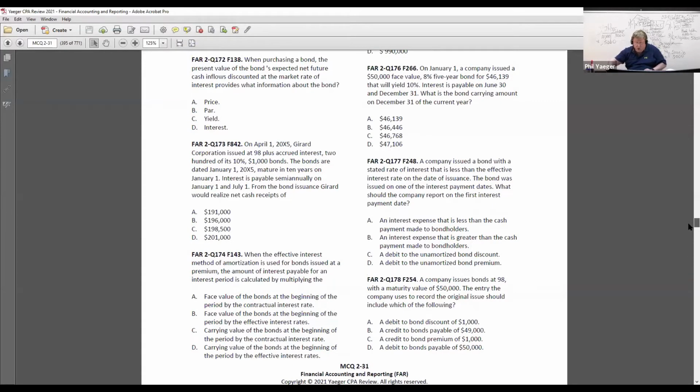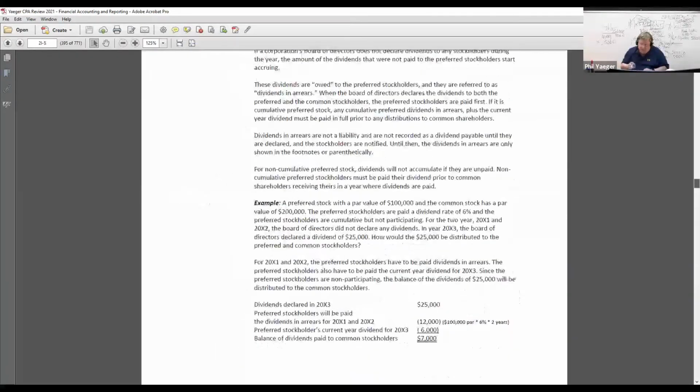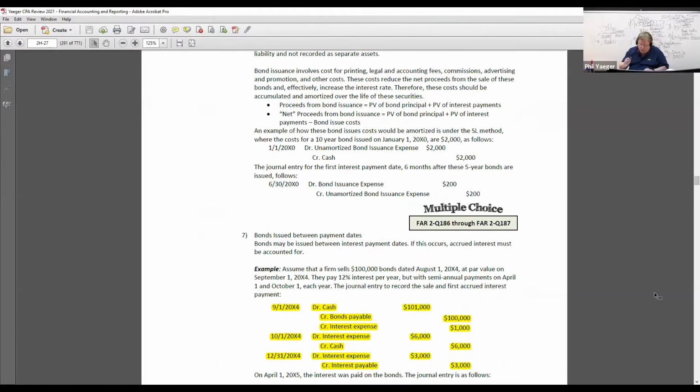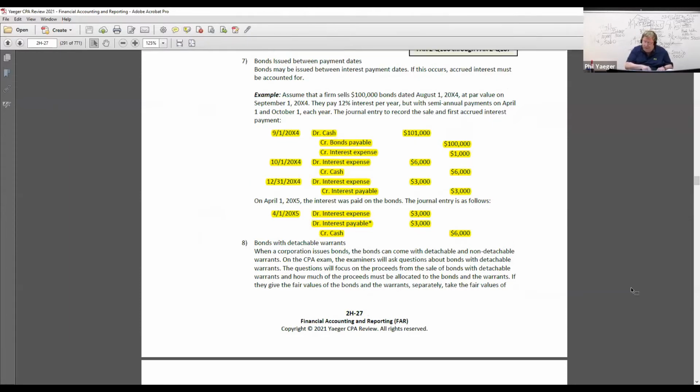All right, let's go to page 2H27. We did this. And then on the bottom, 2H27, bonds with detachable warrants. I thought I corrected this entry for the bonds with interest dates. Hold on one second. Let me just see what's in my book here.